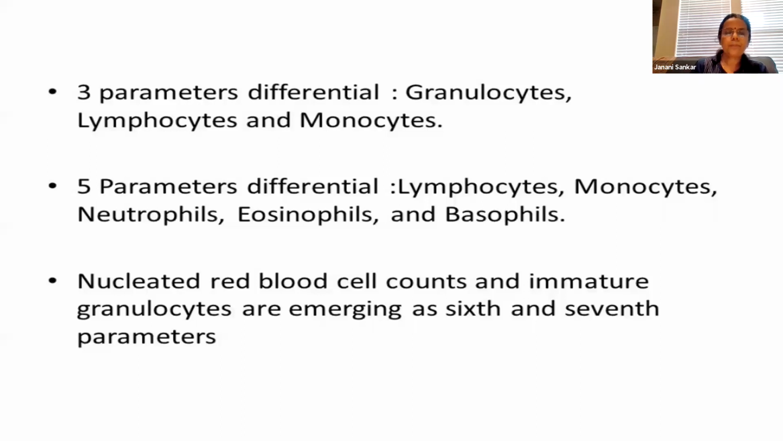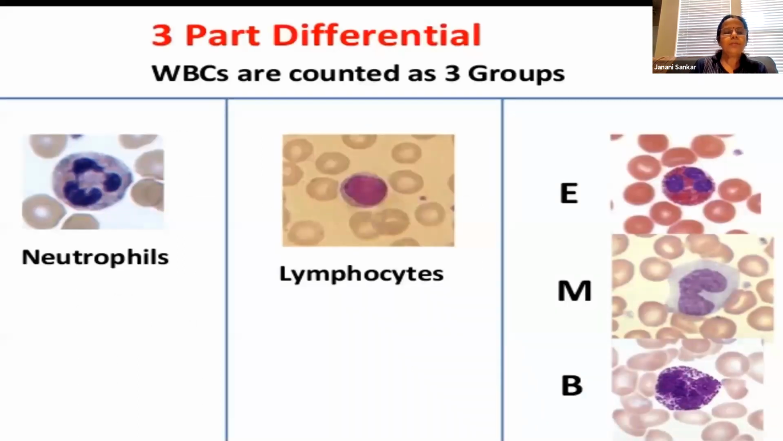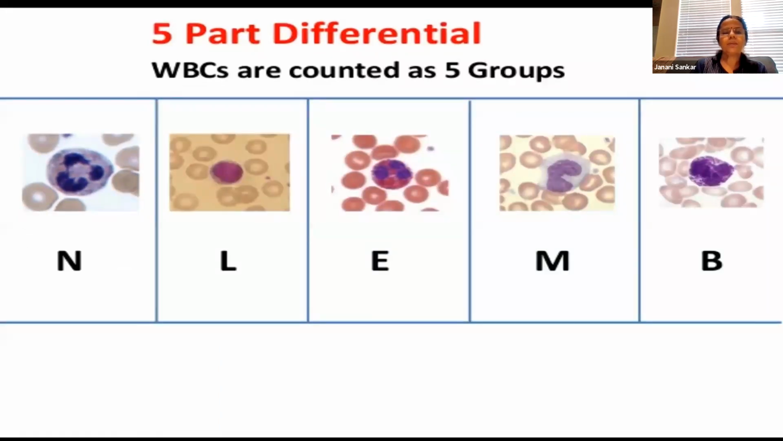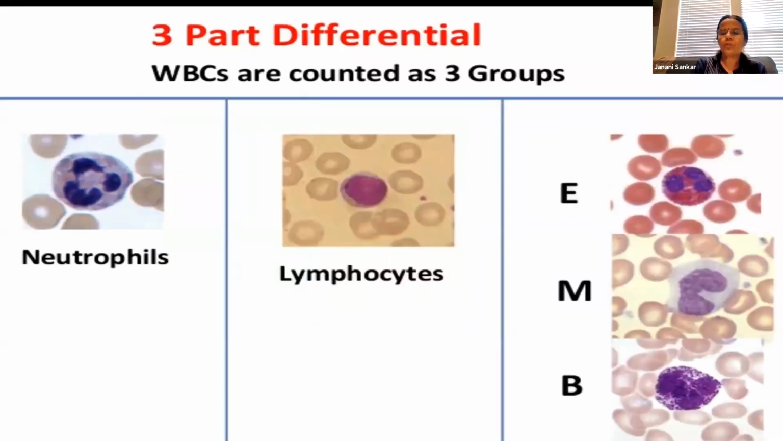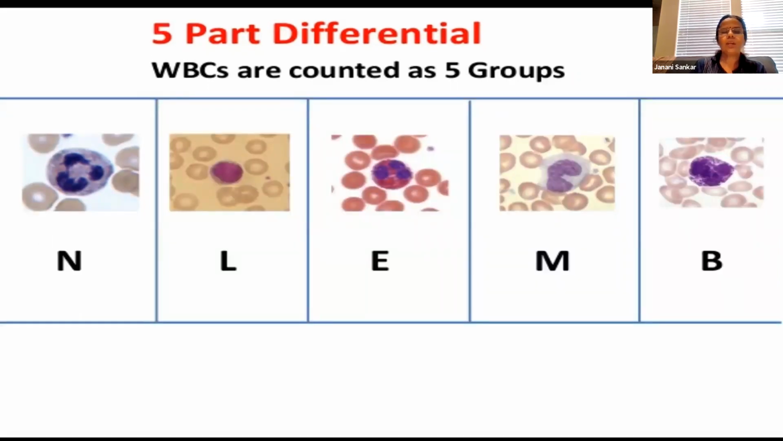In the 3-part differential, the neutrophils get separated, lymphocytes, and then the eosinophils, monocytes, and basophils are together, and only the monocytes are usually visualized. In the 5-part, you can visualize them individually.